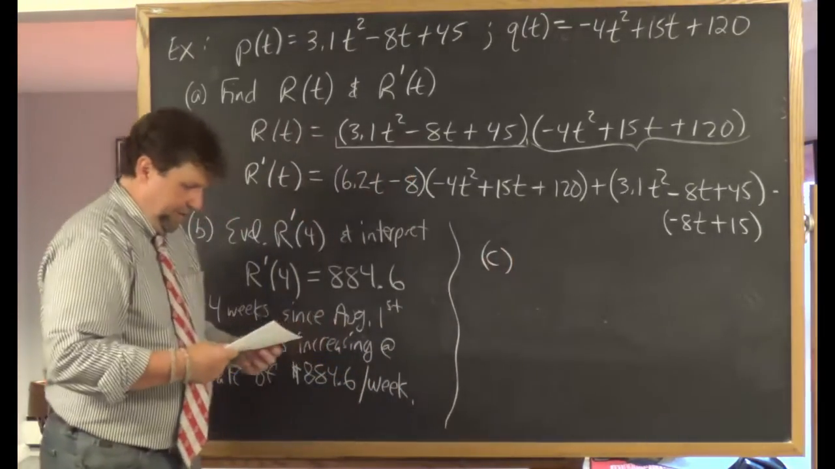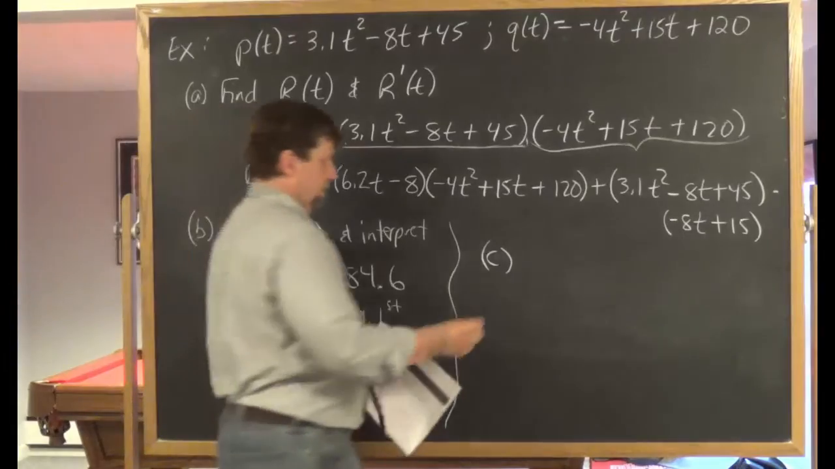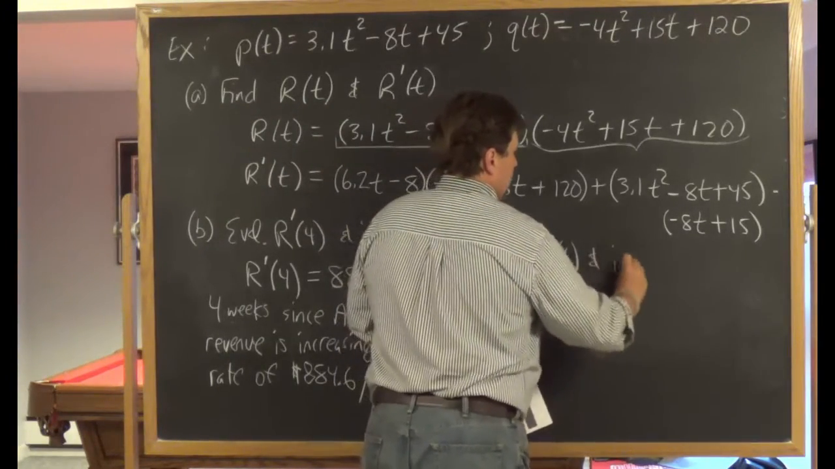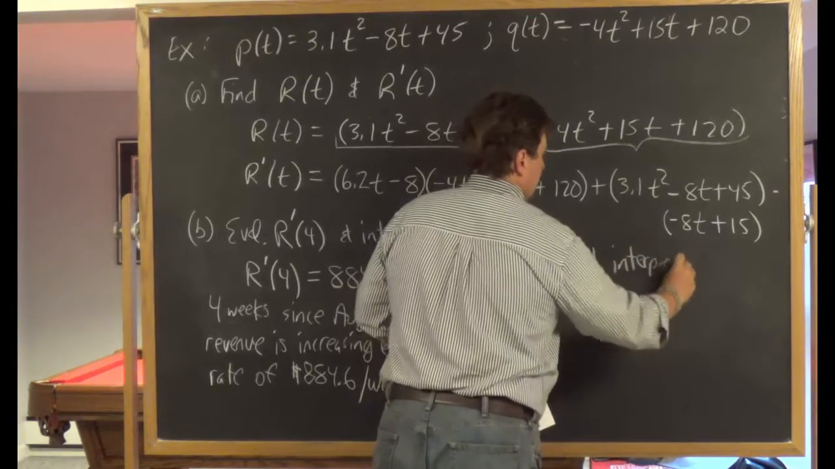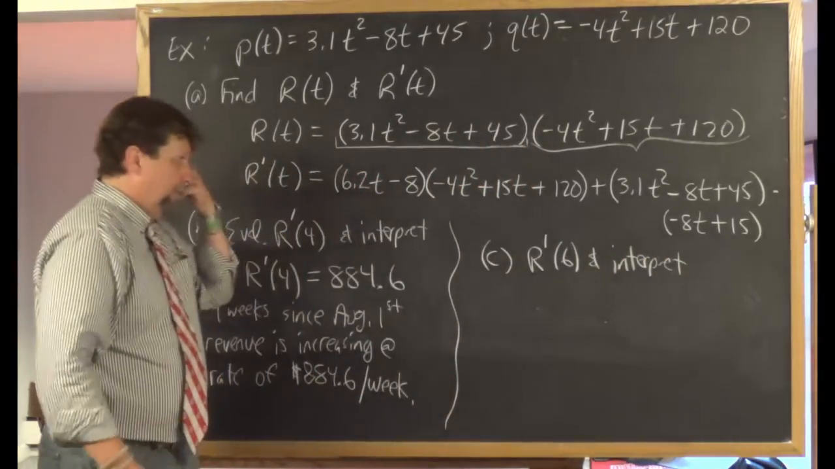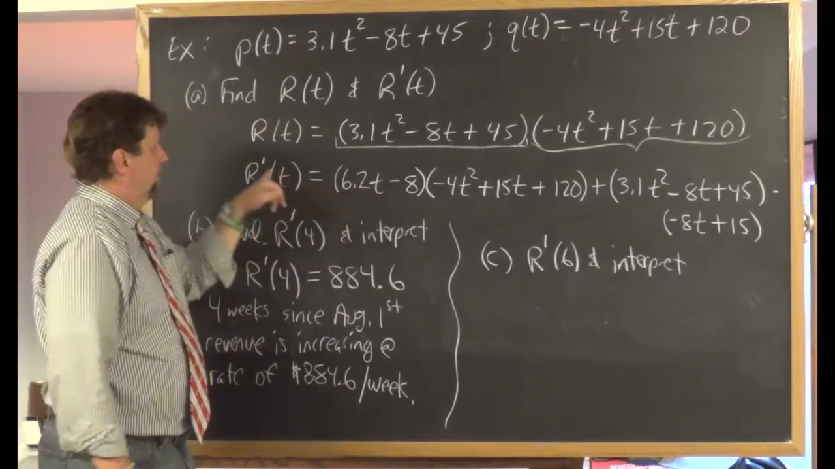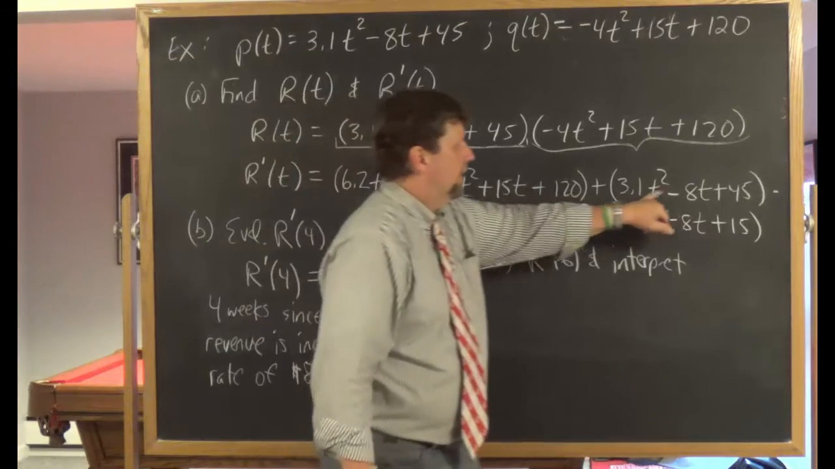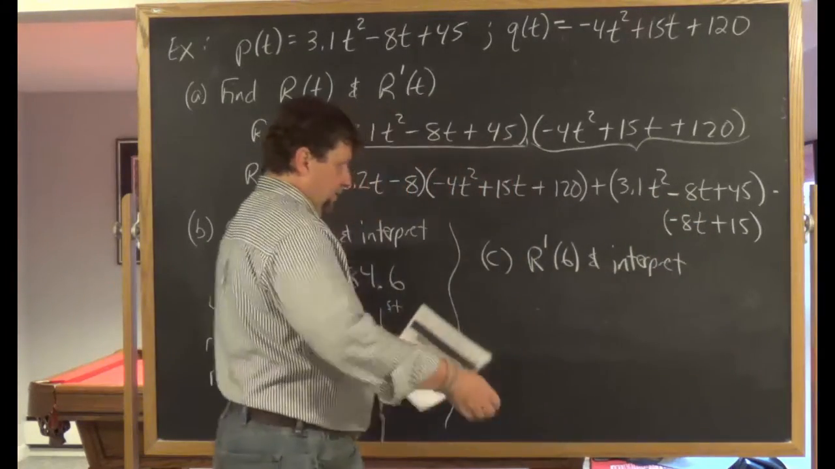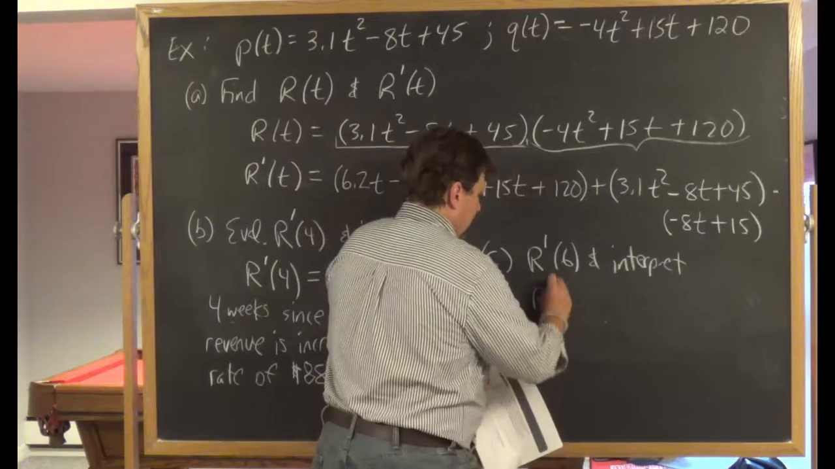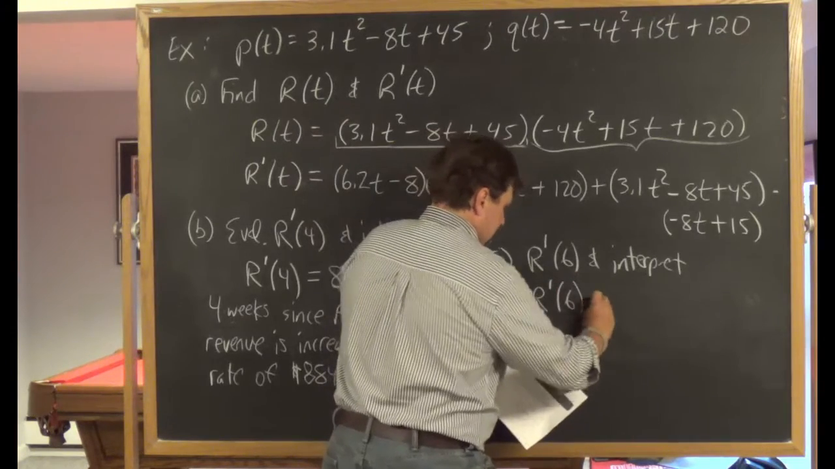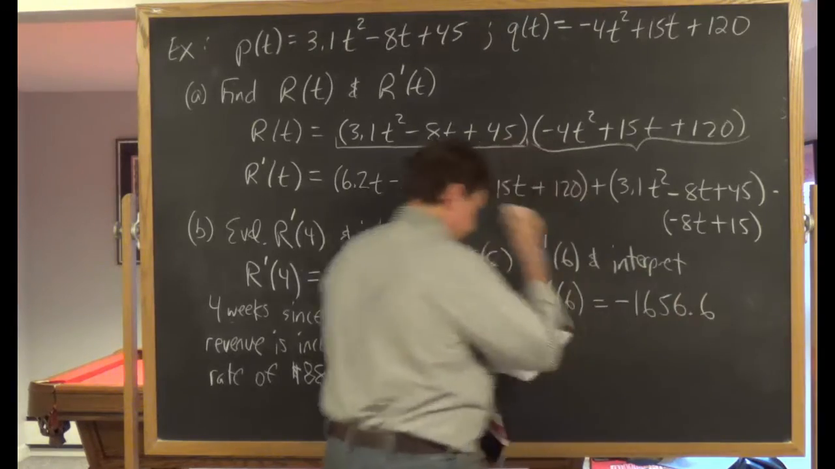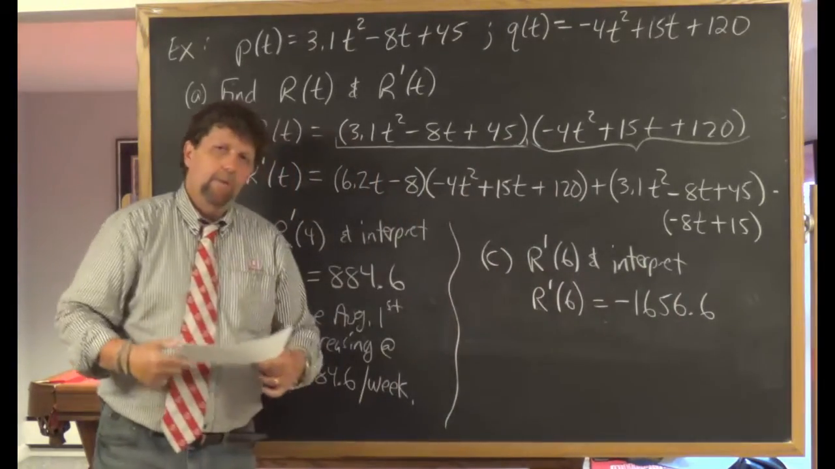Part C, you were asked to evaluate r prime of 6 and interpret. Well, just like in part B, I'm going to put 6 into my derivative. Here's my derivative, so I'm putting 6 in for all the t's. And when I crank that through my calculator, I get r prime of 6 is negative 1656.6. So now what does that mean?